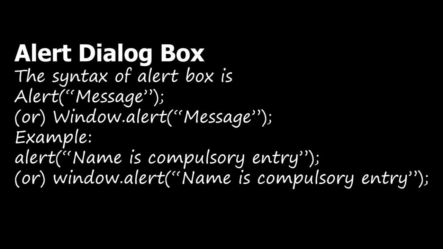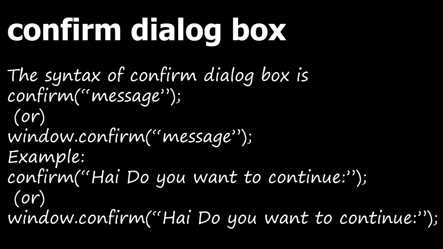And the next one is the confirm dialog box. Okay, we'll see the example for these three at last. The next type of dialog box is the confirm dialog box. Confirm dialog box means this is mostly used to take the user's opinion, right?